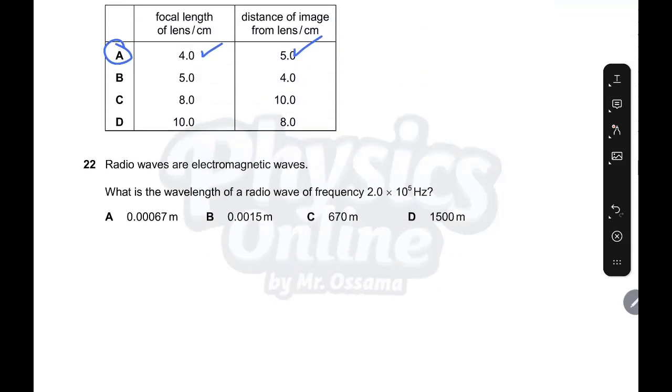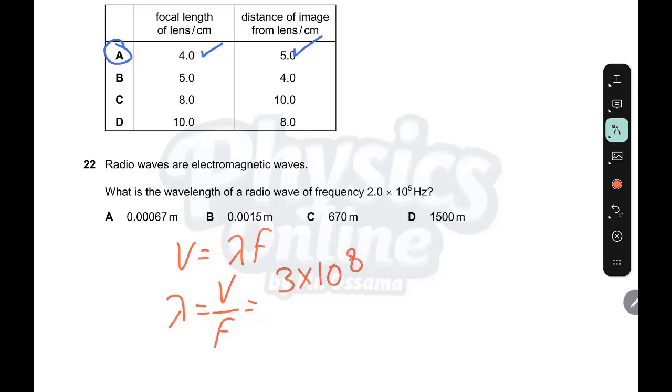Radio waves are electromagnetic waves. What is the wavelength of a radio wave of frequency 2 times 10 power 5 hertz? We know that v equals f lambda, so lambda equals v over f. v, the speed of electromagnetic waves, is 3 times 10 power 8, divided by f, frequency 2 times 10 power 5, which gives you about 1500 meters.